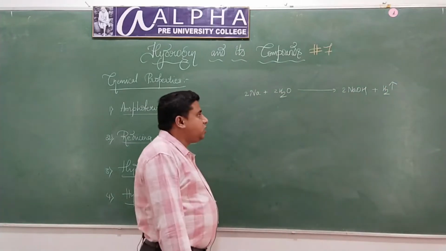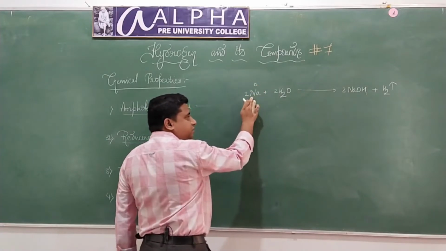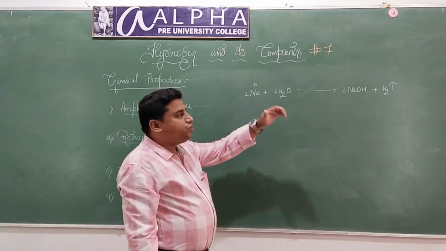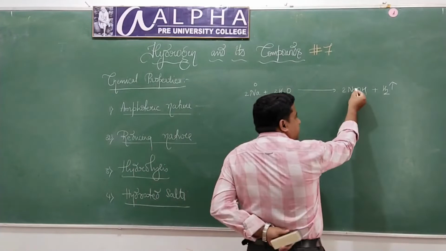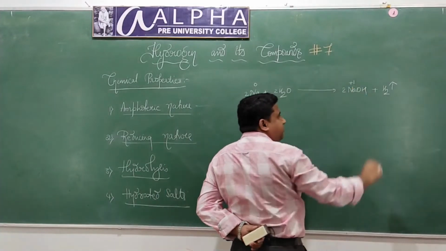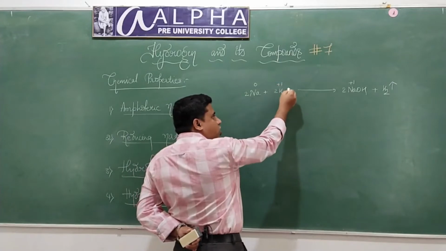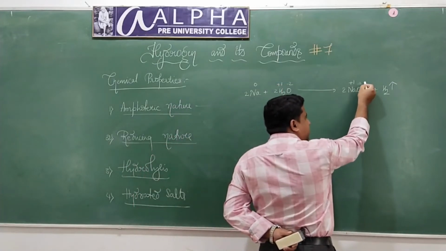Is that correct? What is the oxidation state of sodium here? 0. It is in elemental, uncombined state. Therefore its oxidation state is going to be 0. What is the oxidation state of sodium in sodium hydroxide? It is going to be +1. What is the oxidation state of hydrogen in water? +1. Oxygen is -2.